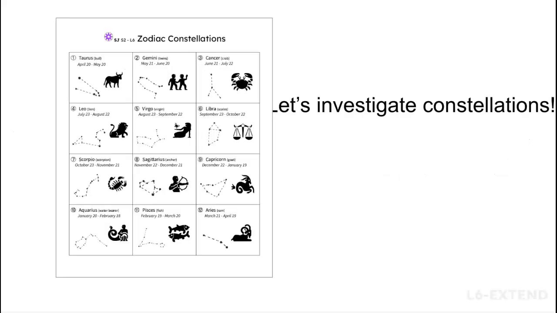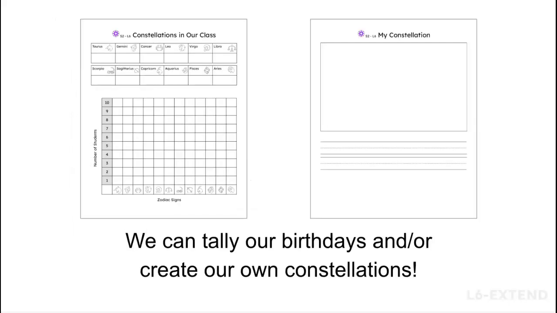For the optional extend, you can show the Zodiac Constellations student journal page and have students tally their birthdays to complete the constellations in our class student journal page. They could also create their own constellation by making a pattern in the stars on the My Constellation student journal page.